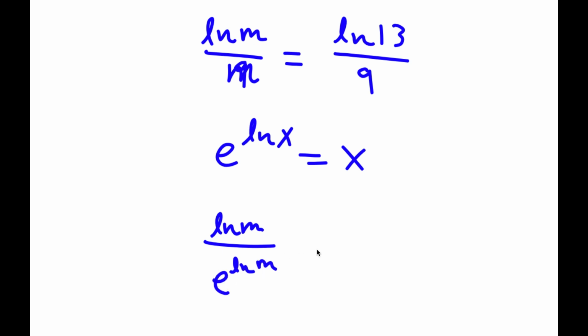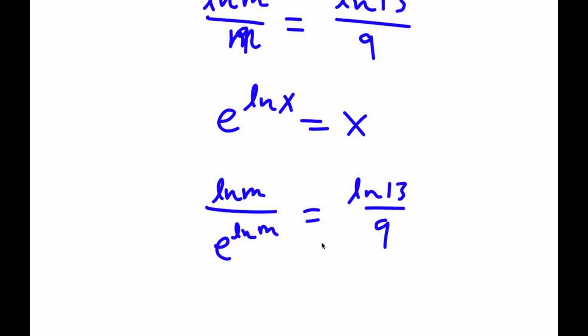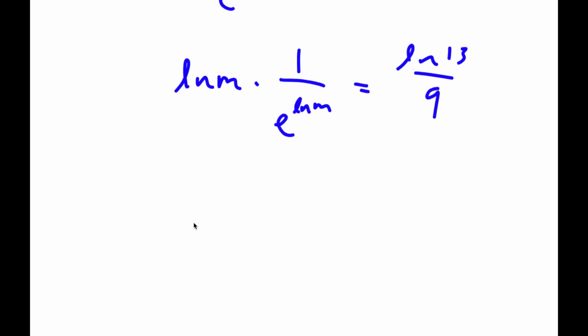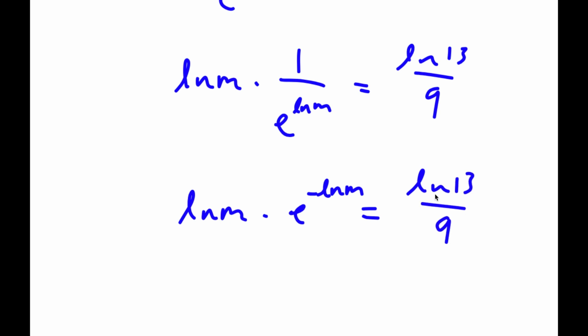Because remember, these two cancel out. So now I have this is equal to ln 13 over 9. And now this is the same thing as ln m times 1 over e to the power of ln m, which is equal to ln 13 over 9, which is the same thing as ln m times e to the power of negative ln m, which is equal to ln 13 over 9.